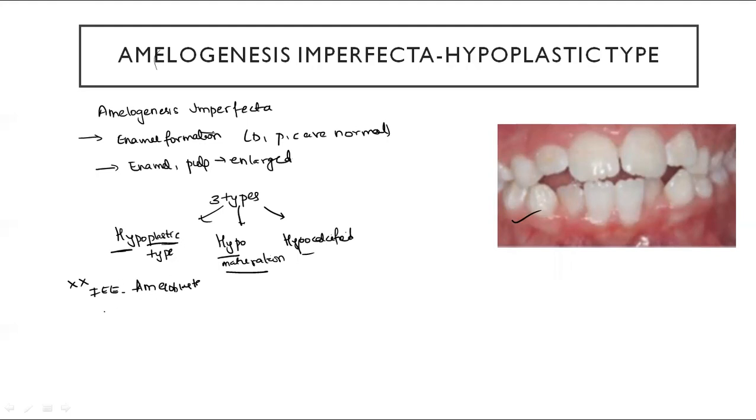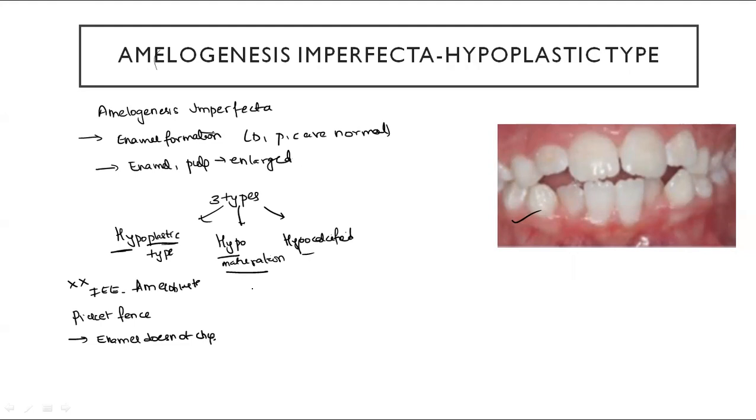Now coming to how it looks. Basically, it has a picket fence appearance, as can be seen here. The enamel is well mineralized and does not chip. Now coming to the hypomaturation type. Here I'm going to write all three in the same place and also show you diagrams so that it will be easy for you to recollect.